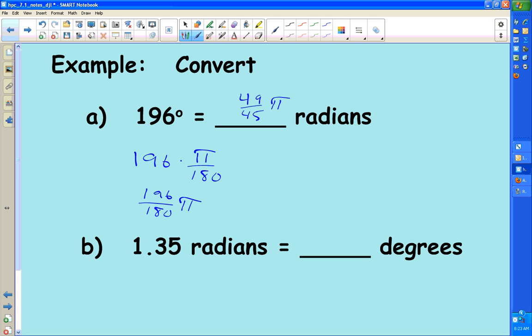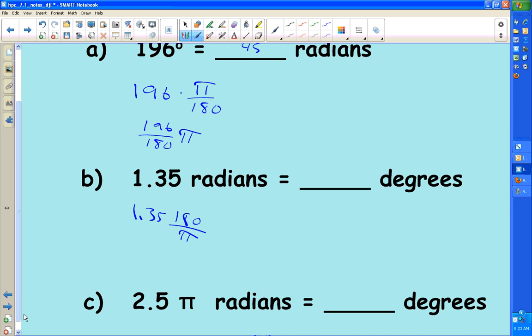Everyone following that? What if you're going the other way? You want to take 1.35 radians, and you want to change it to degrees. What are we going to multiply 1.35 by? 180 over pi. So what's 1.35 times 180? 243 exactly. So 243 over pi degrees.